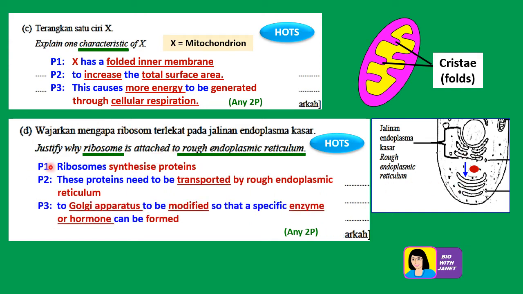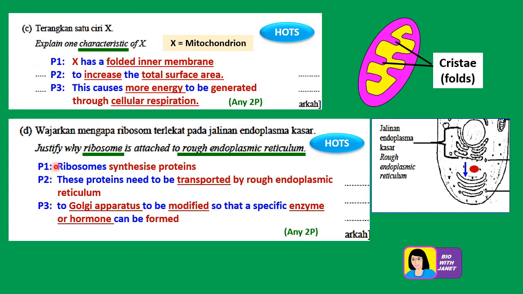So let's look at the points. Ribosomes synthesize proteins. Secondly, these proteins then need to be transported by the rough endoplasmic reticulum to the Golgi apparatus. Okay, so that's why the ribosome is attached to the rough endoplasmic reticulum. And the proteins are transported to the Golgi apparatus to be modified so that a specific enzyme or hormone can be formed. Okay, so any 2 points here, you get your 2 marks. Same for question C.